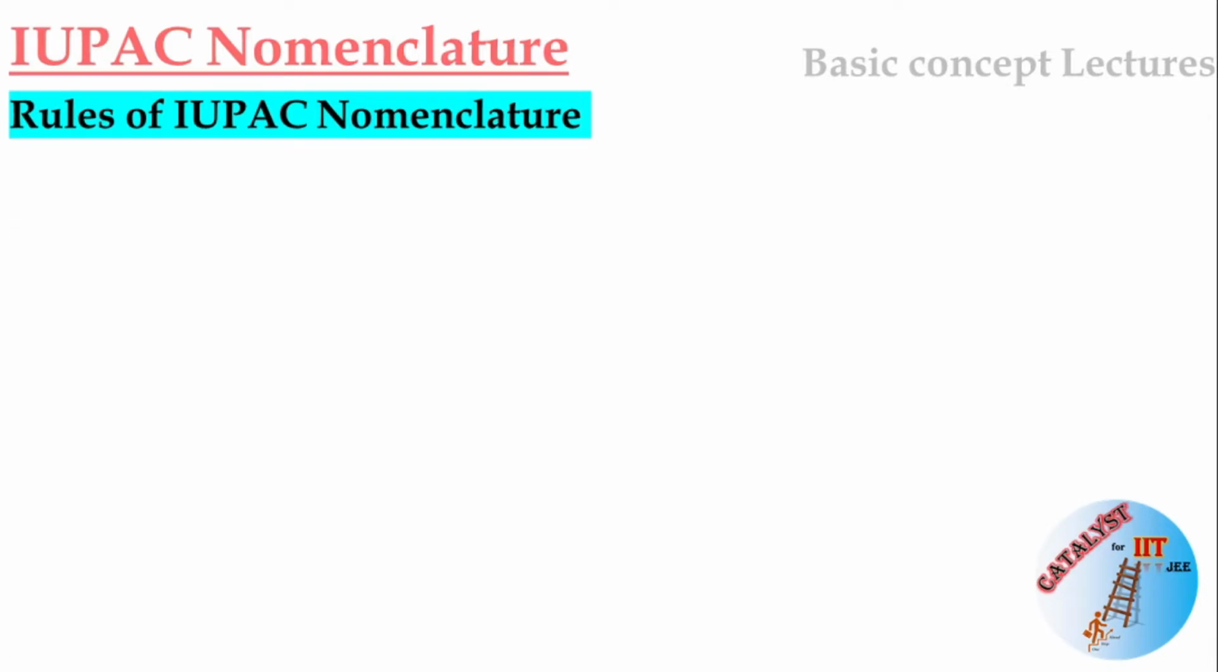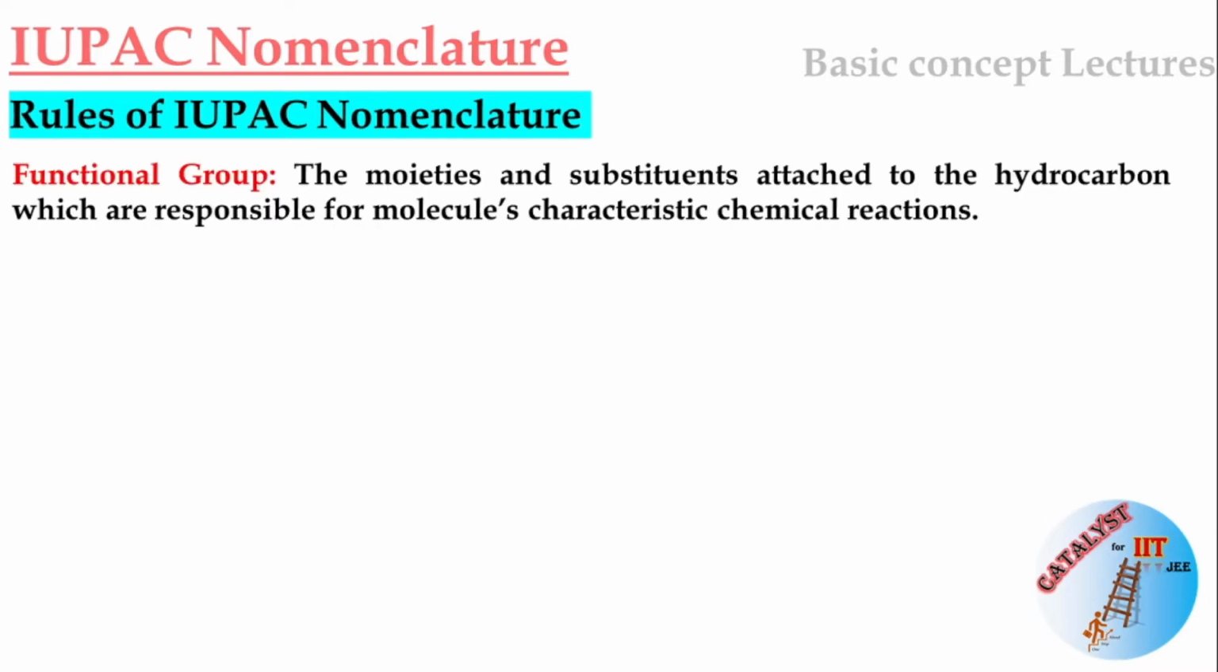Now let's jump to the rules for the nomenclature of hydrocarbons which have a functional group in them. First of all, you have to understand what a functional group is. Functional groups are the moieties and substituents that are attached to the hydrocarbons.